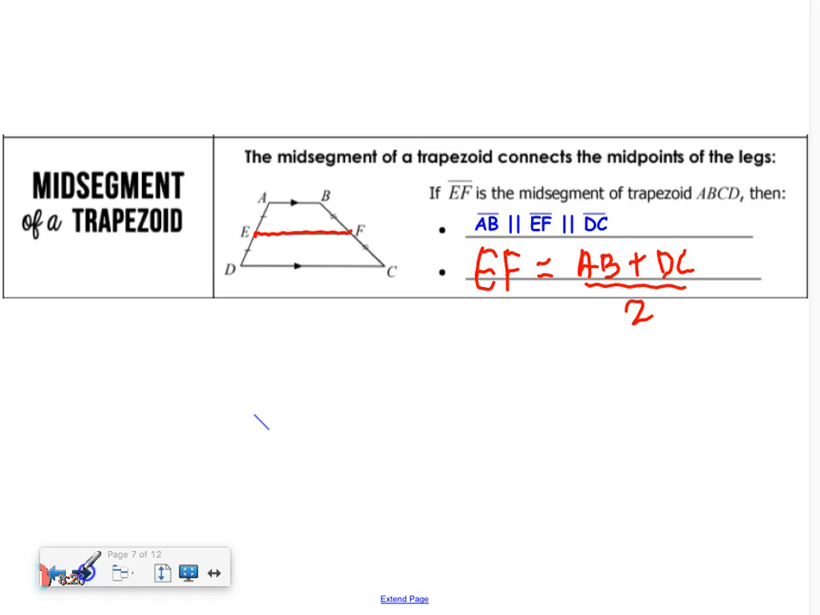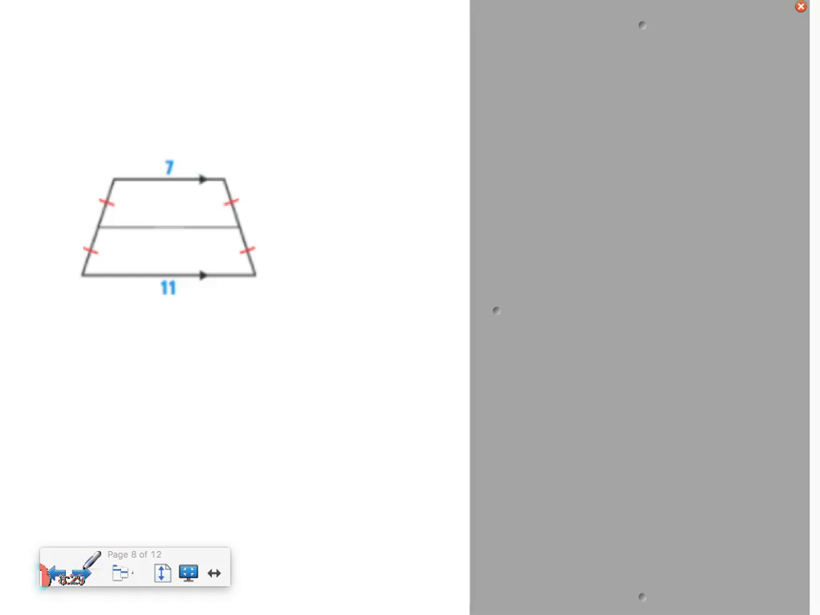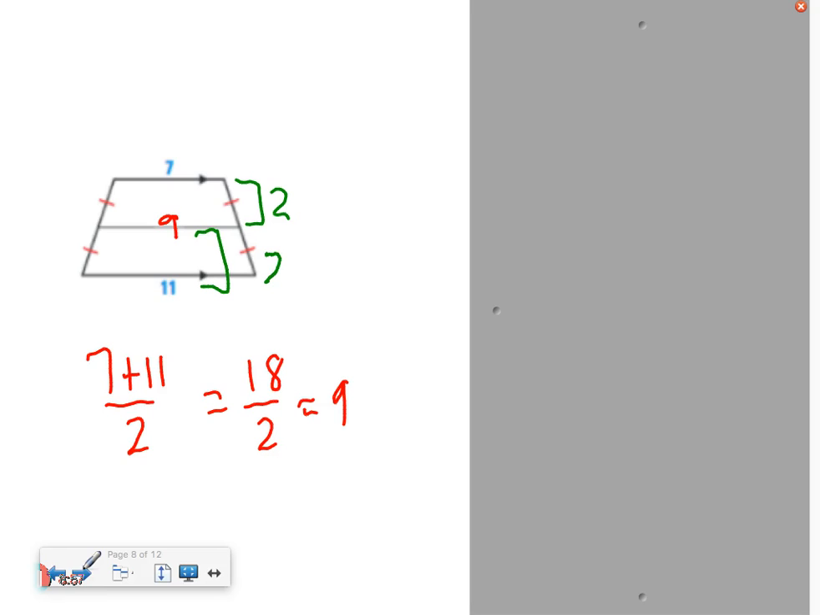I think we have some pretty nice little problems here to try. So is that a mid segment of that trapezoid? Yeah. So to find the length of it, 7 plus 11, all over 2. 18 over 2 gives me 9, like Colby said. And if you look, this is 9. How big of a jump is it from 7 to 9? 2. And how big of a jump is it from 9 to 11? 2. It should be equal. Those should be equal distances.